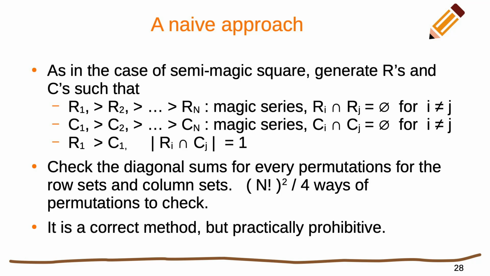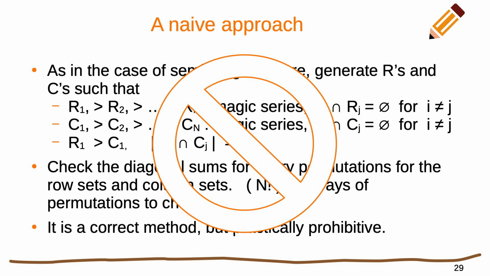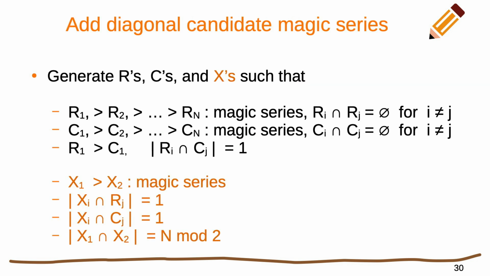However, generating all semi-magic squares is not a feasible task. Although we succeeded in enumerating semi-magic squares, that was only possible thanks to the large multiplicity factor. What we actually generated were the distinct combinations of row sets and column sets, not the full set of semi-magic squares. To incorporate the diagonal constraints, we introduced two magic series, x1 and x2, as diagonal candidates.